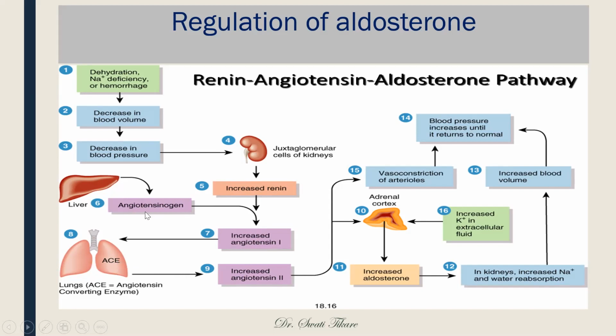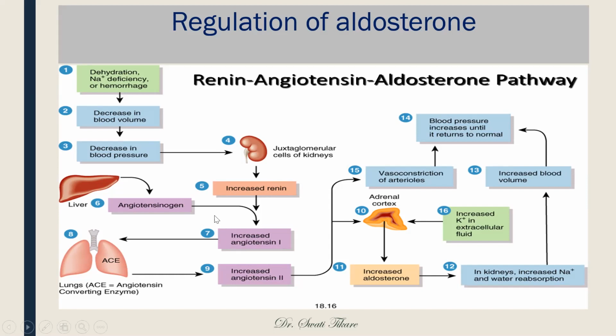Everything is there. But ultimately, the renin is essential for converting angiotensinogen to angiotensin 1. Then that is converted in the presence of angiotensin converting enzyme in the lung to angiotensin 2. Okay. Now, our important participants in this particular pathway.